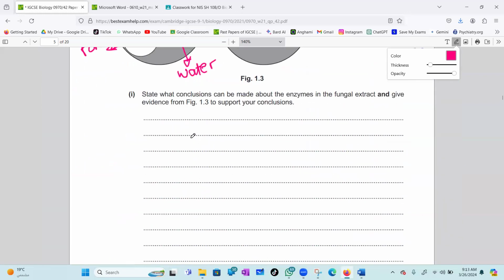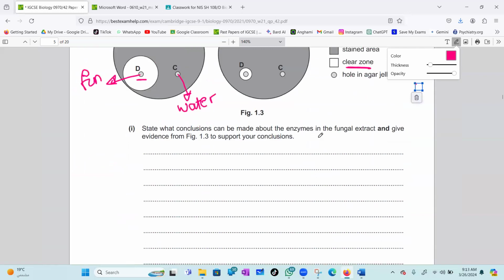What are they asking about? State the conclusions that can be made about the enzymes in the fungal extract, and give evidence from figure 1.3 to support your conclusion. So you want here to give a conclusion and evidence. So you go back to the question.